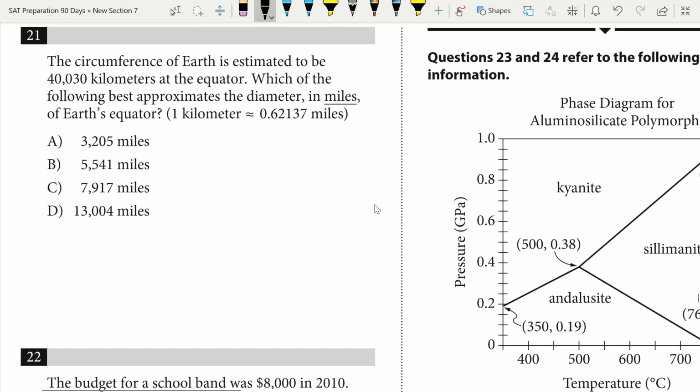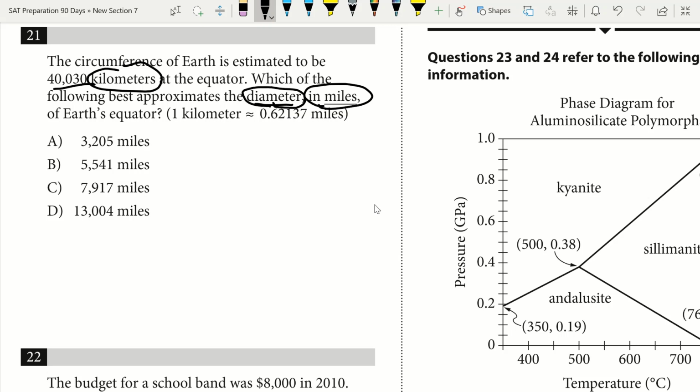All right, question 21. The circumference of Earth is estimated to be 40,030 kilometers at the equator. Which of the following best approximates the diameter in miles? All right, this is important here. One thing that I always want you to pay attention for on the SAT math section is when we're converting distances or converting lengths, units, widths, volume, anything like that. In this case, we're going from kilometers to miles. I want to pay attention to that.